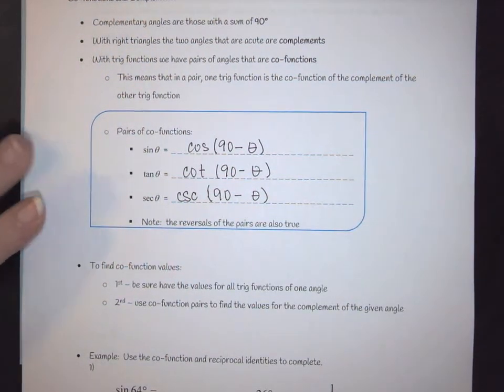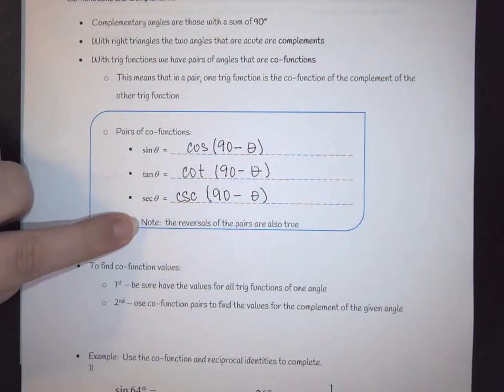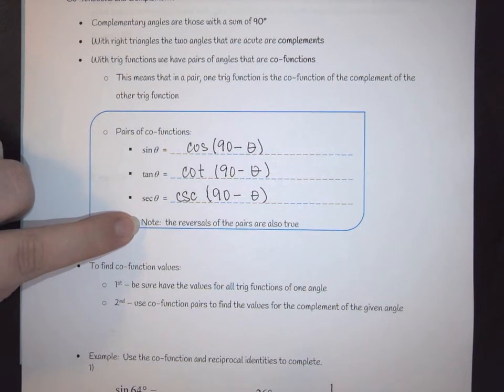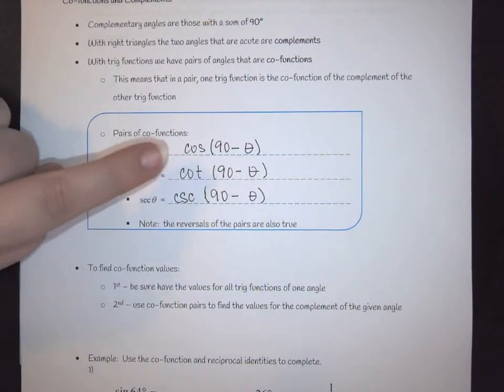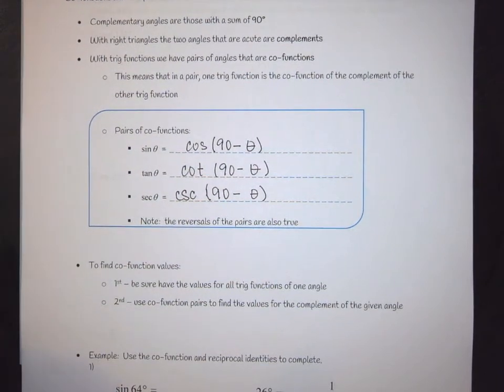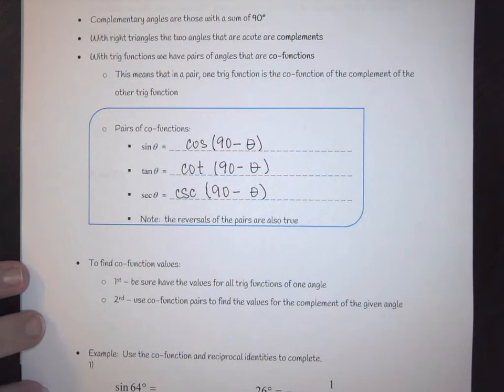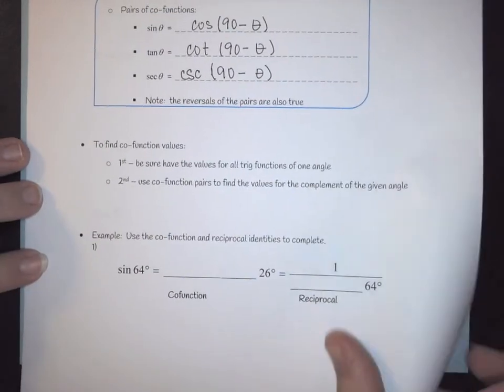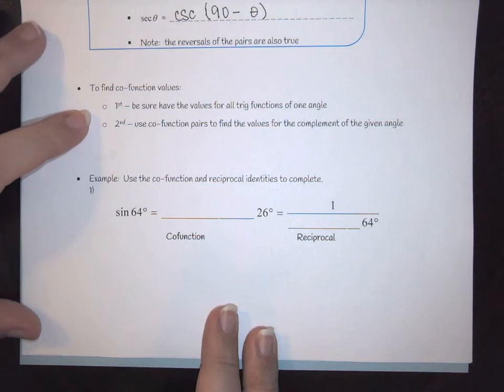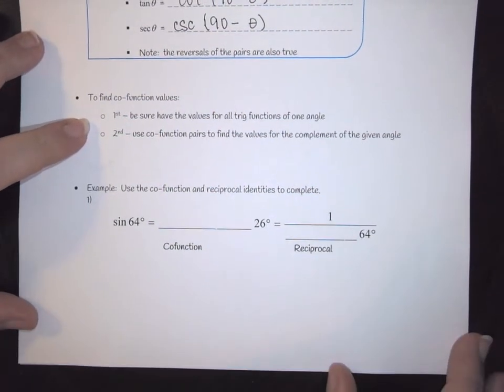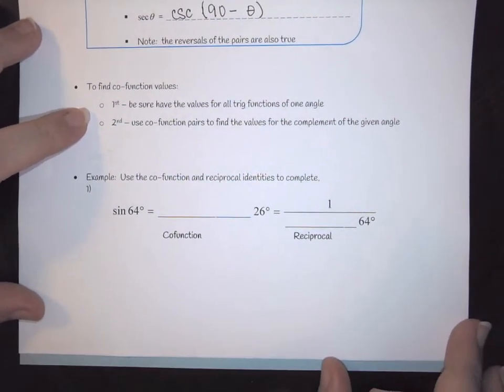Note that the reversals are true. So keep in mind that the cosine of the angle would be the sine of 90 minus that angle. They can go forwards or backwards. Now, one of the things we have to be able to do is find cofunction values based on information given.